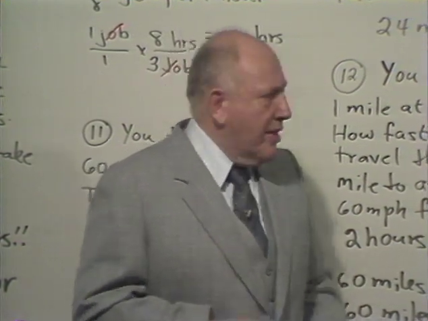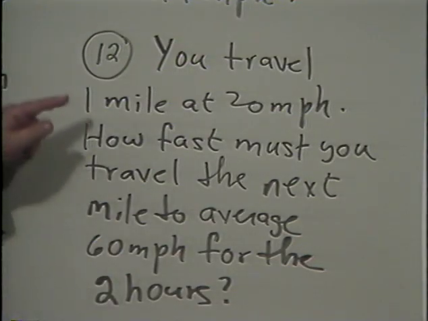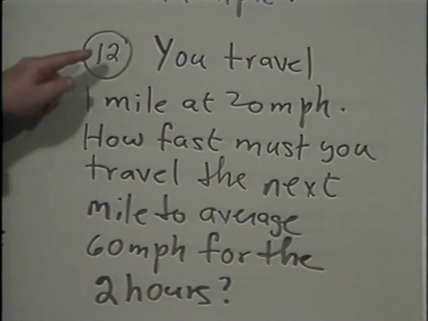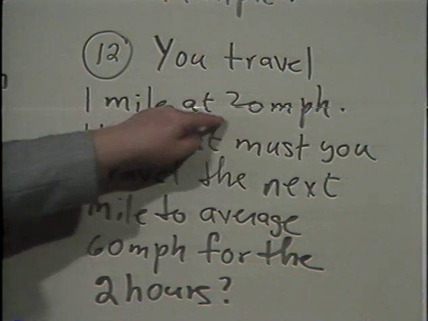Here's one that's even more mystifying. You're going to travel 2 miles. It's like a racetrack qualification thing. You have to do 2 one-mile laps. And to qualify for the race, you have to average 60 miles an hour for the 2 laps. So here's what happens. You travel the first mile at 20 miles an hour.